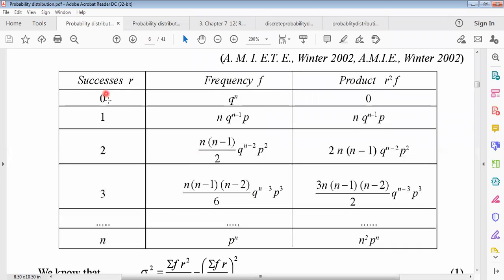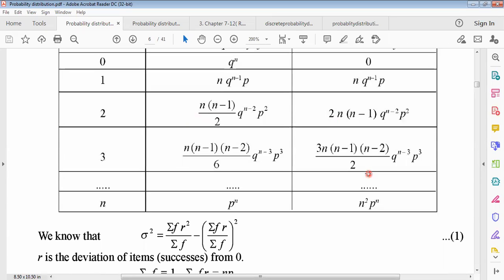Now making the square, 0 square into q to the power n will be 0, and 1 square into this will be this, and 2 square multiplied by this. 2 square equals 4, so 4 multiplied by this equals what? 4 and 2 cancel, only 2 will be present. Similarly, 3 square multiplied by this equals 3 into this whole divided by 2 after factorizing. Now the last term for n successes is p to the power n. So n square multiplied by this gives n square p to the power n.